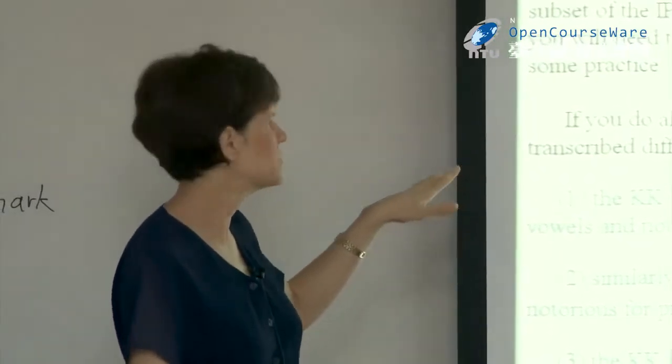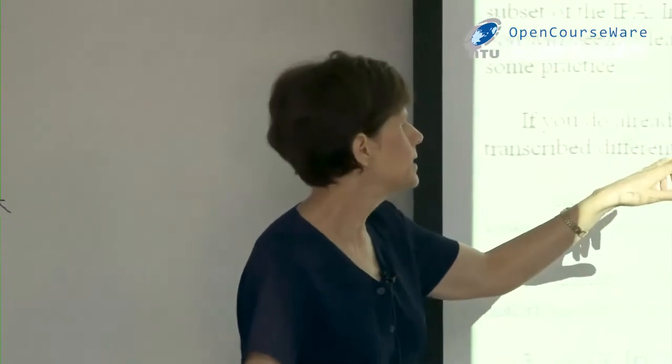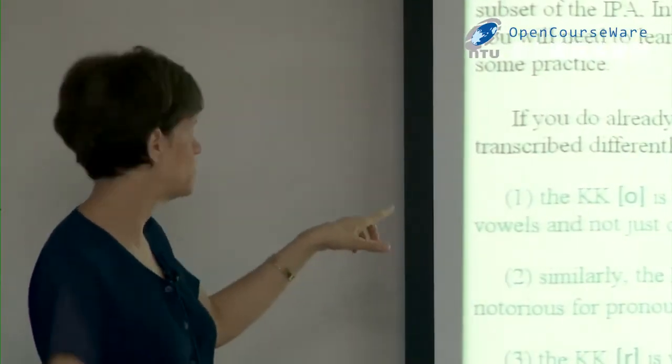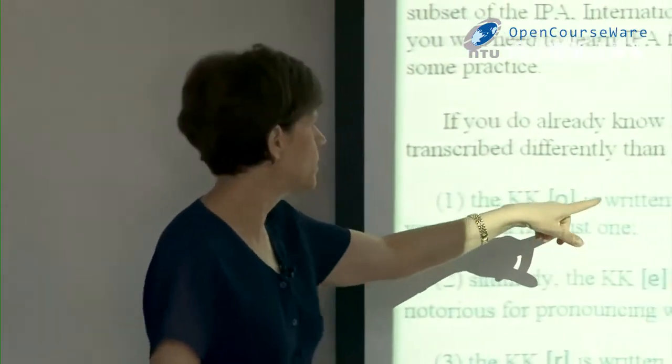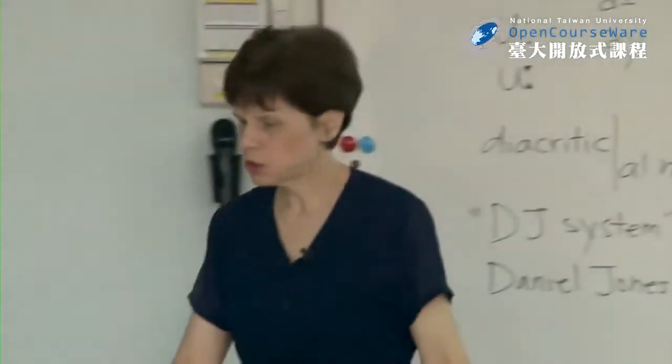But you have to do it mostly yourself, because most people already know most of the symbols. So if you already know KK, you need to pay special attention to these symbols. We're going to transcribe them differently. I've already mentioned it. A single letter O, we're now going to write O with a short U after it.